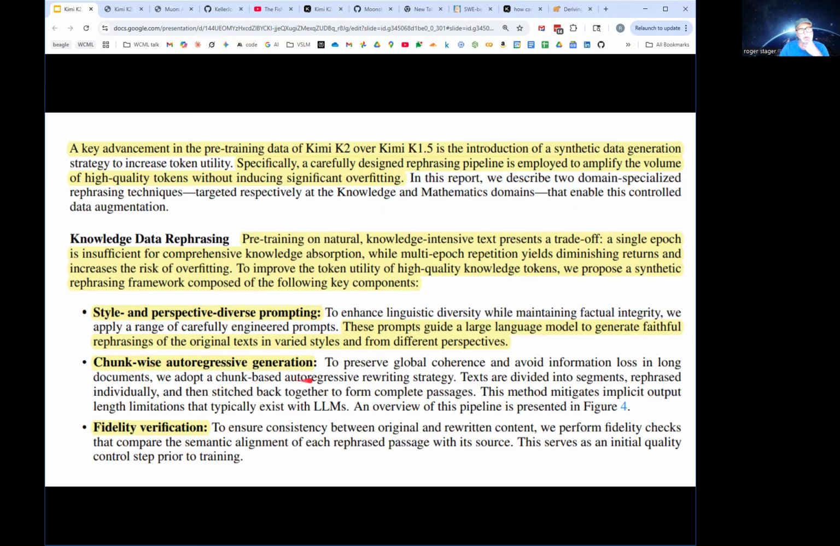They also have a little trick where if it's a long data example, they don't just rephrase the whole thing. They break it into chunks to do the rephrasing. And then I think they perform fidelity checks to compare the semantic alignment of each rephrased passage with its source. And again, I think a language model is doing this.